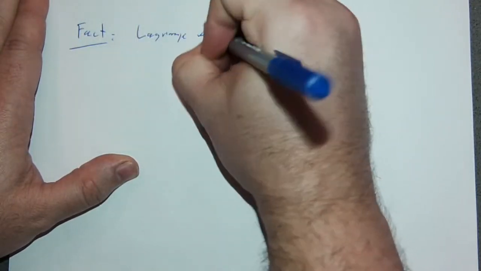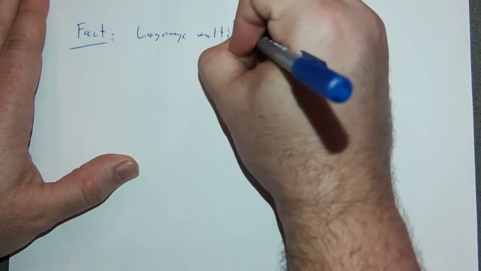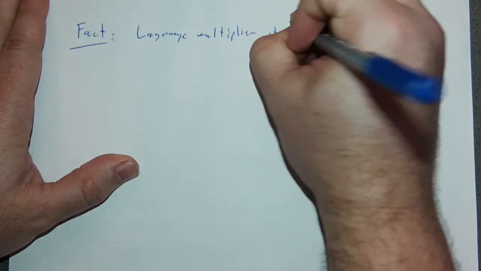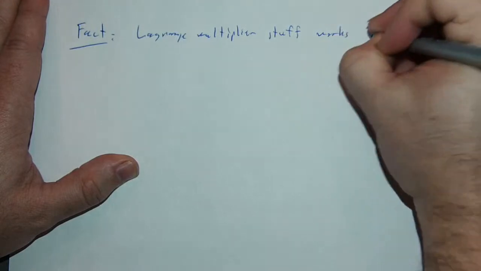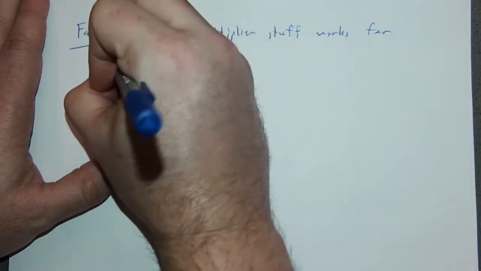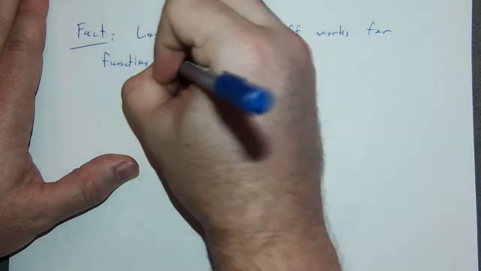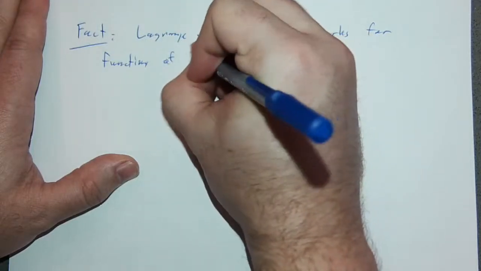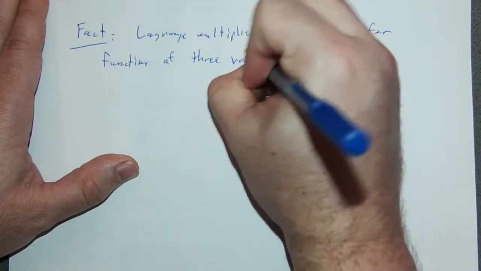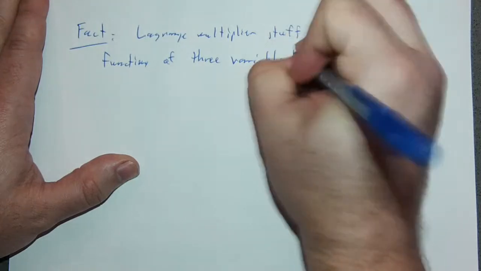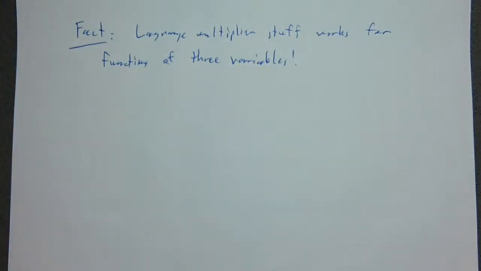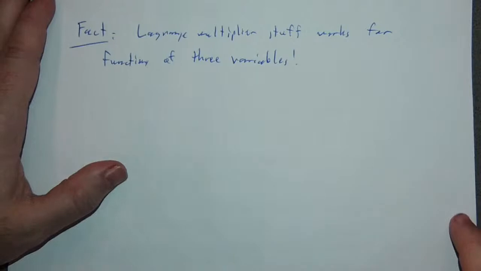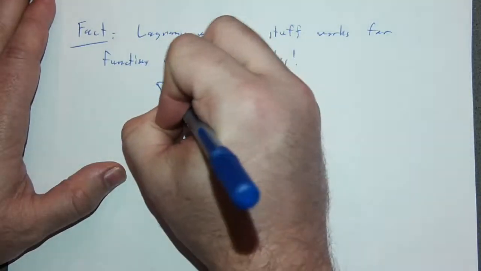Lagrange multiplier stuff works for functions of 3 variables too. Okay. How does it work? Everything works exactly the same. You just set up this equation.